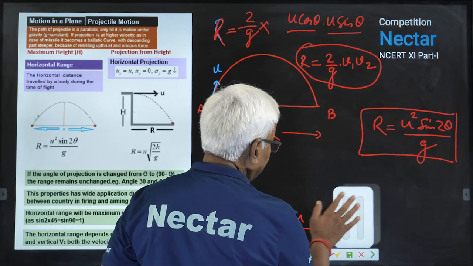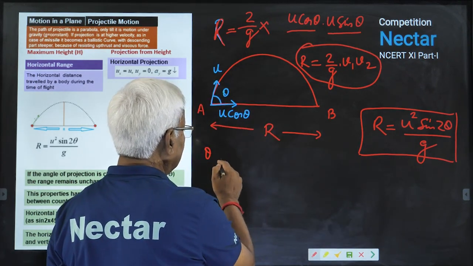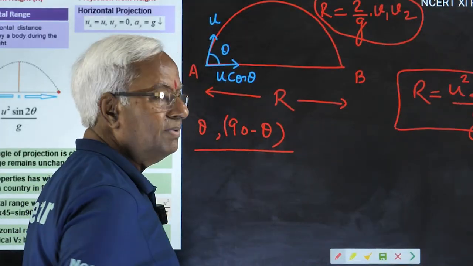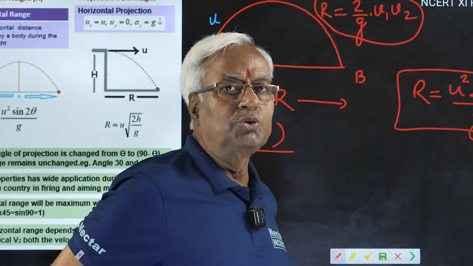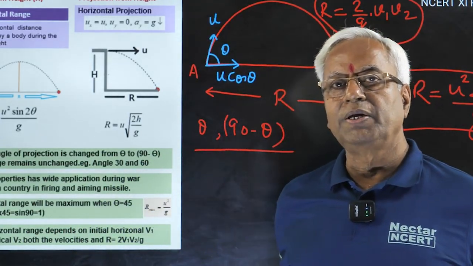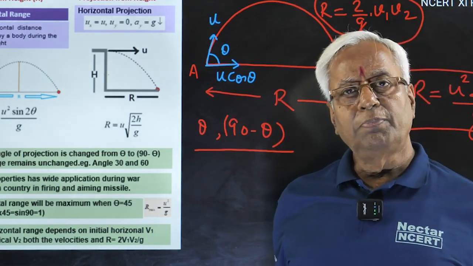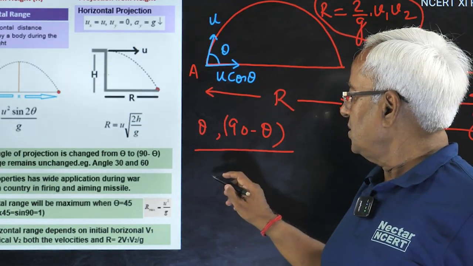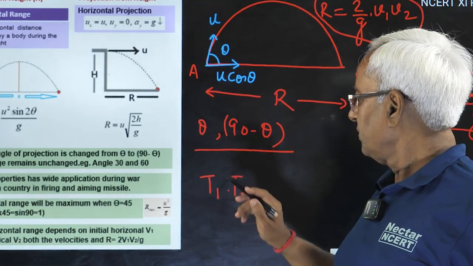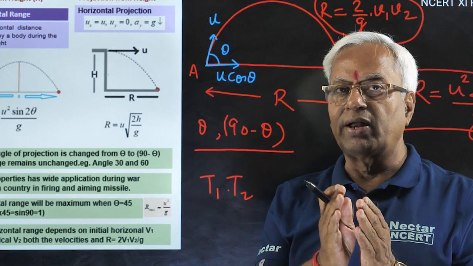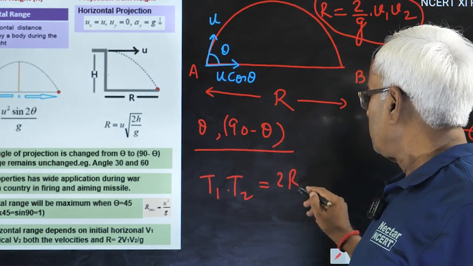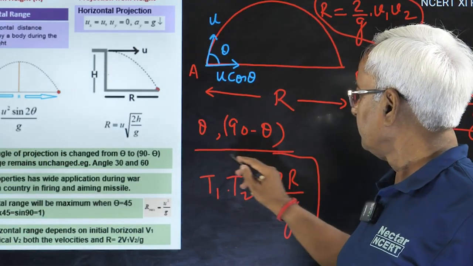And this is generalized by saying one angle is taken as theta and the other is taken as 90 minus theta. If we consider two angles of projection as theta and 90 minus theta, horizontal range is going to be the same in both cases. In the two cases ranges will be the same, but time of flight will be different. Suppose in both cases the times of flight are T1 and T2, then the product T1 T2 will be equal to 2R upon g.